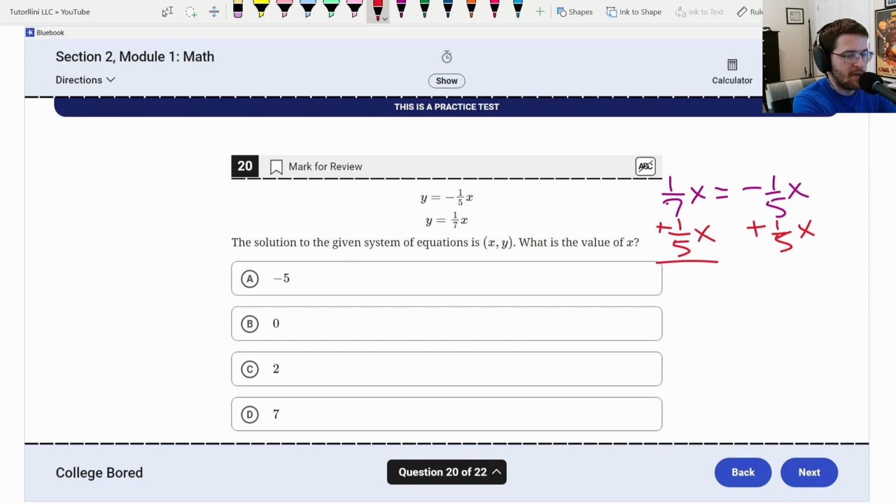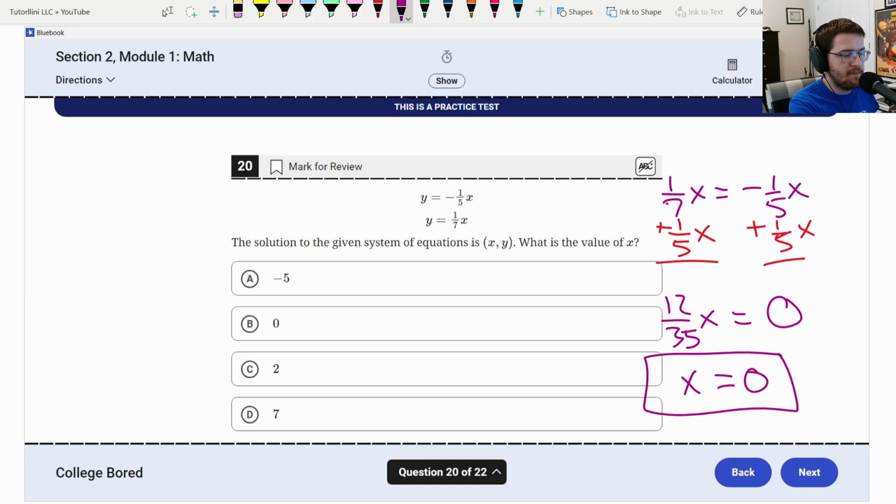You could get rid of the denominators, but again, this problem's so short, it doesn't really matter. So let's see, 1/7 plus 1/5 gives me 12/35 x equals 0. And if I divide both sides by 12 over 35, well, 0 divided by anything is just 0. So I do just get x equals 0, which is what they wanted. Good. So we get answer choice B.